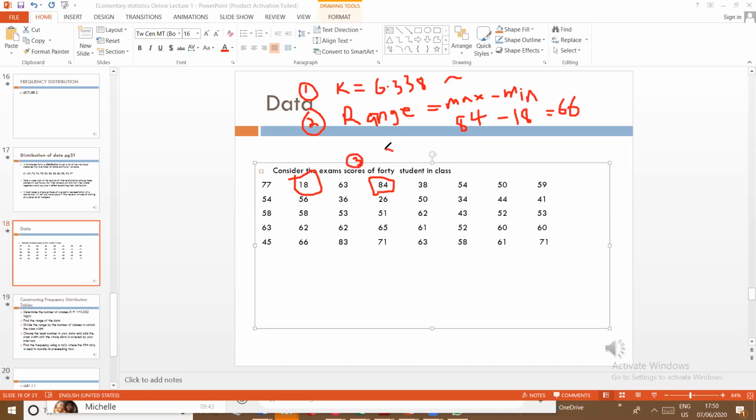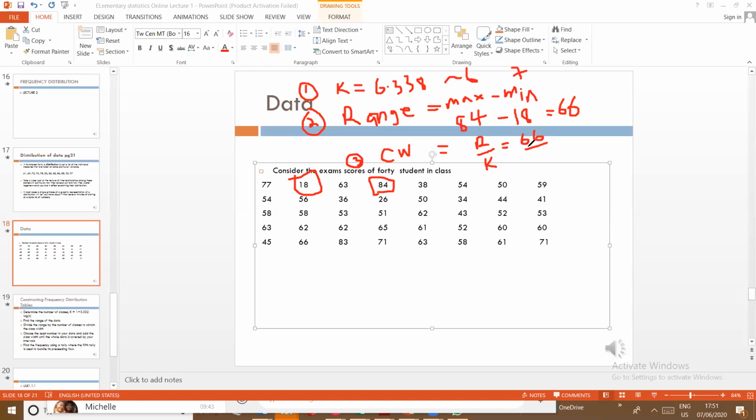The class width is the range over the value of K, which is the number of classes. The range here is 66, so 66 over, now we can decide on the K. Like I said, you could have rounded your K off to 6 or to 7. So either we use 6 classes or 7 classes.